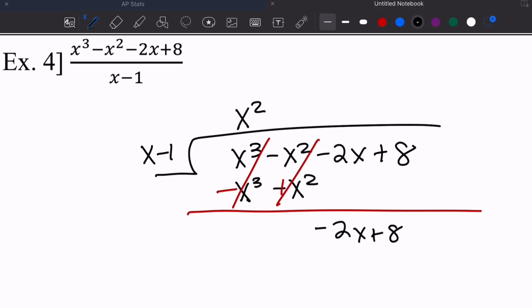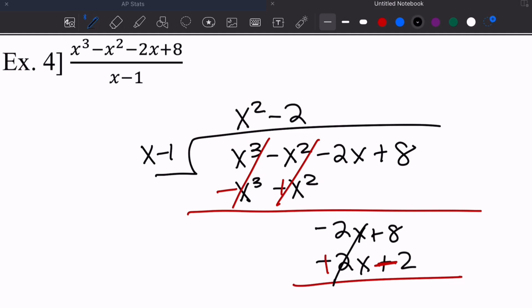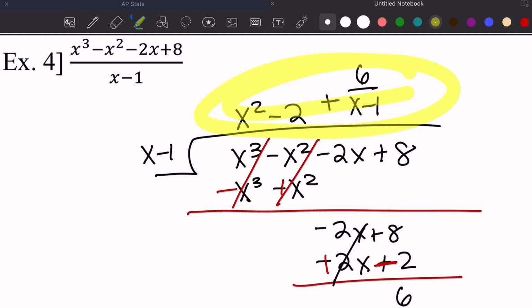Well, I can multiply that by a negative 2 to get negative 2x plus 2. Change the signs. My x's cancel, and I'm left with 8 minus 2, which is 6. X cannot go into 6, so that is my remainder, plus 6 over x minus 1. This whole thing is my answer.